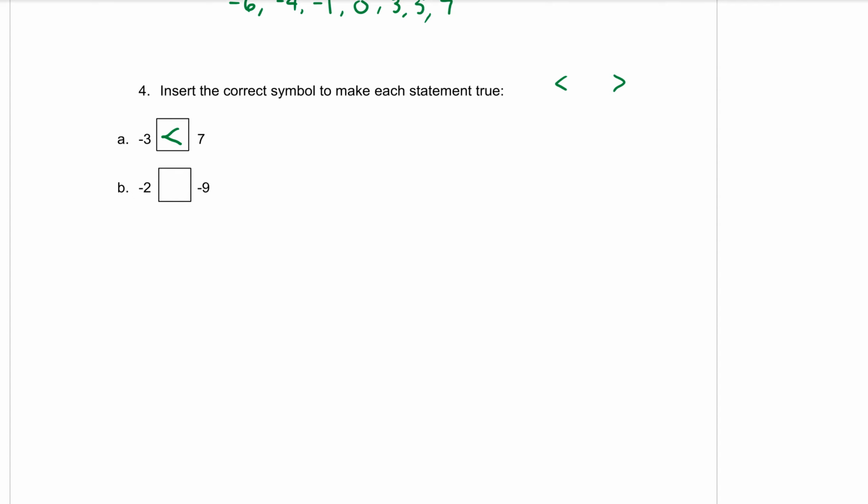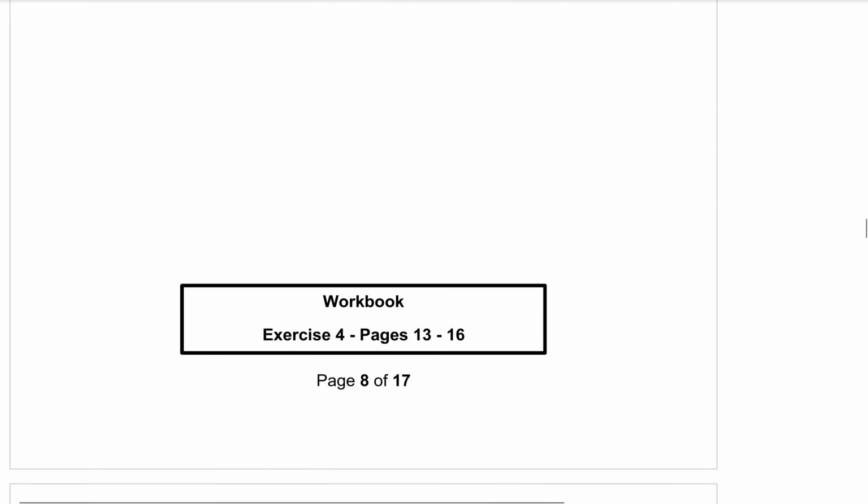Okay? And the next two, -2 and -9. Which one is smaller? Hands up. Jai? -9. Very good. So we point to the smaller number. So that means that -2 is greater than -9. We're pointing to the smaller number. All right? And that's what we're working on today. So we're on our workbook now, page 13 to 16.